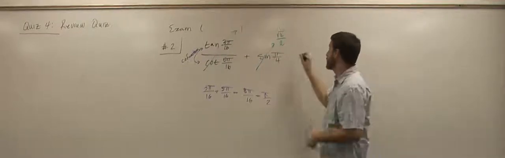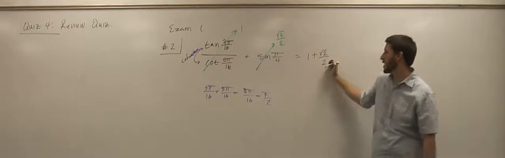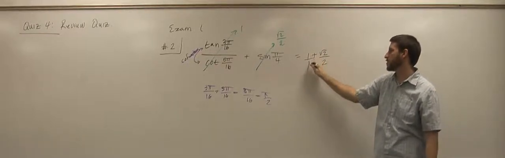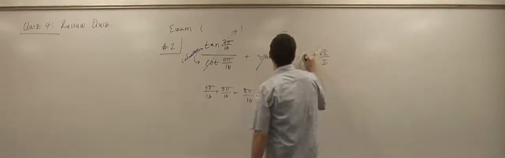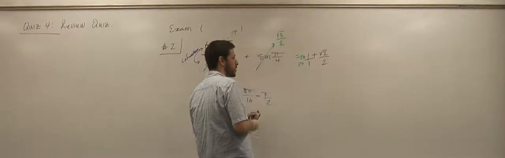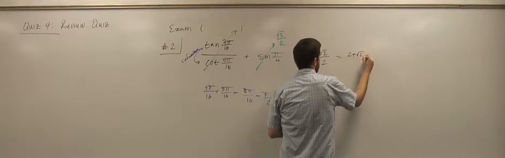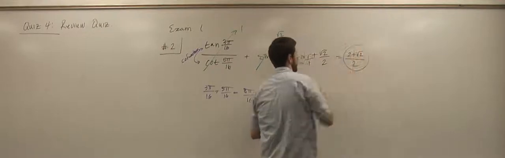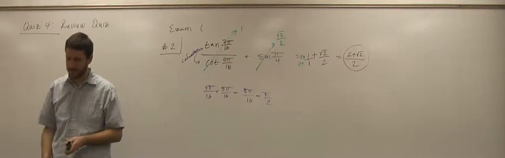And then you add these together. Unfortunately, this is a fraction, so I'm going to put this over 1 and try to get a common denominator, multiplying by 2 over 2. So 2 over 2 plus root 2 over 2 is 2 plus root 2 over 2. Answer D.